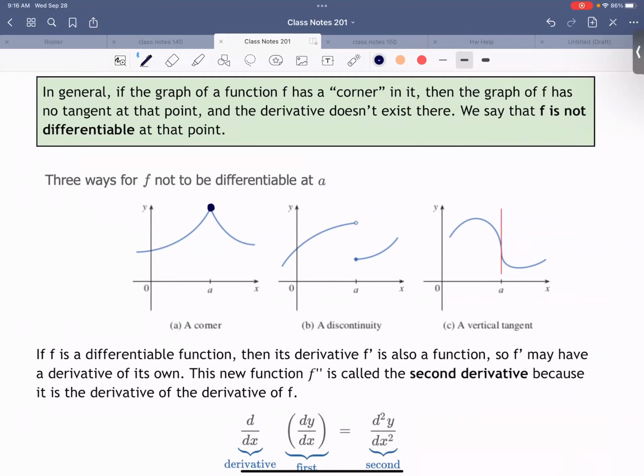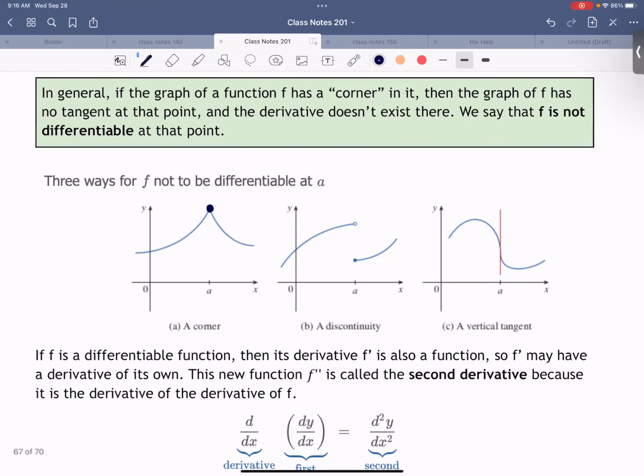Okay, now there's two other opportunities where we can't have something to be differentiable. The biggest thing I would say is when we don't have continuity, right? So over here we have a jump discontinuity, where we go here and then we jump down. At this point x equals a, there's no way to draw a tangent line because I jumped down, right? So this is another example of a discontinuity causing something to not be differentiable.